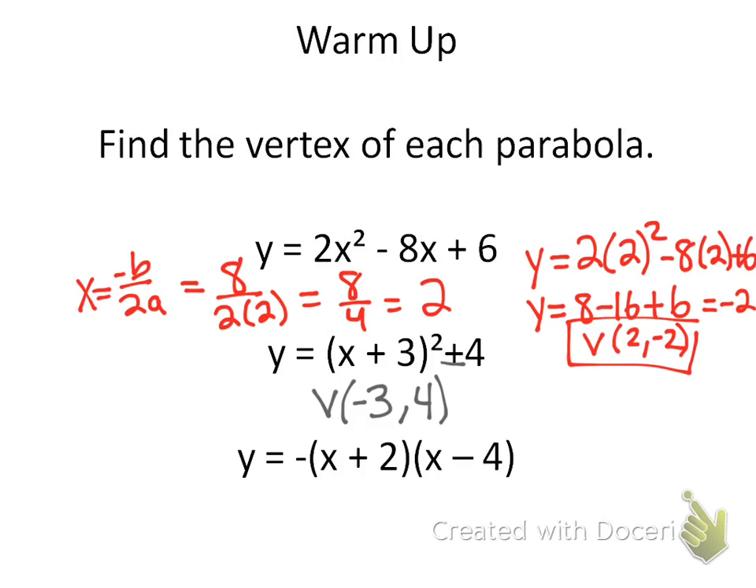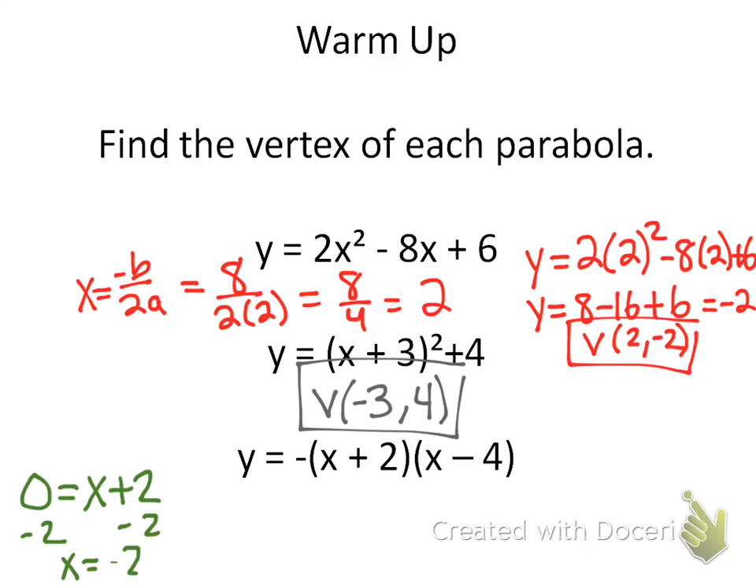Good. Now, this last one is in intercept form, or you could think of it as being factored already, in factored form. How do you find the vertex then? Do you guys remember? It's a couple steps. Set them equal to 0. Good. That'll give us our x-intercepts. So we have an x-intercept of negative 2. We'll have an x-intercept of positive 4.